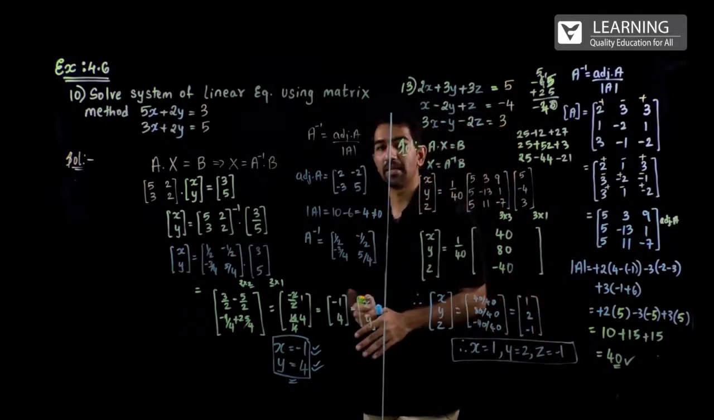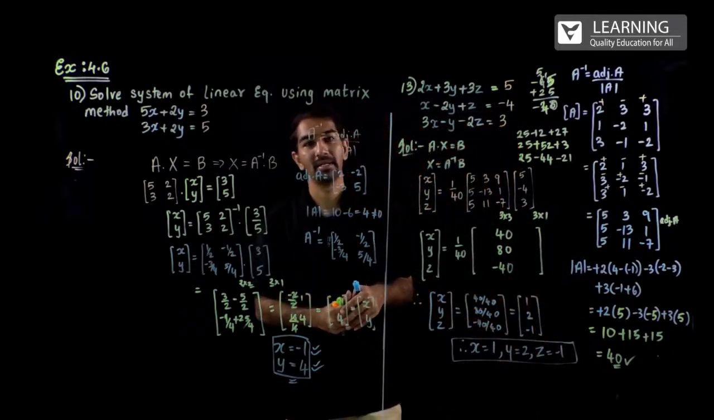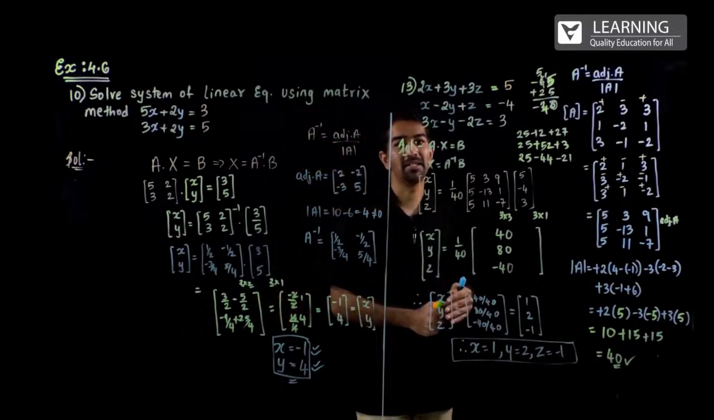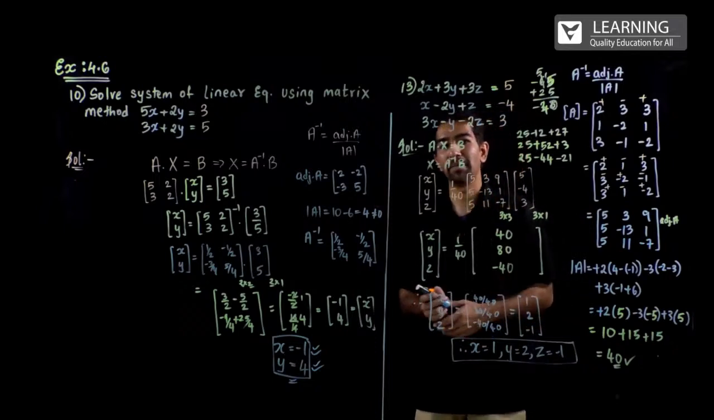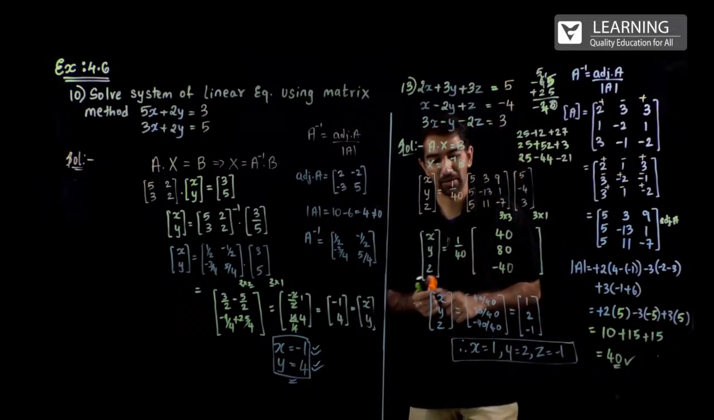So matrices and determinants, basically these both chapters test your accuracy and precision. Okay. So anywhere you go wrong, the answer will not be coming. So this is only to test your accuracy and precision.